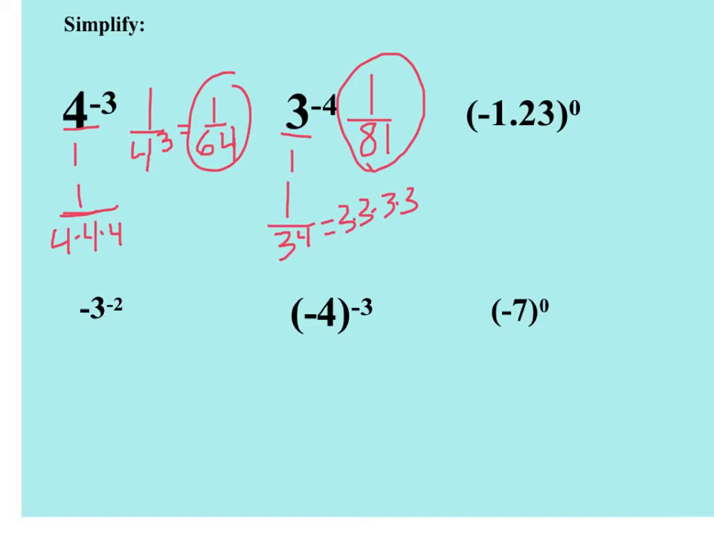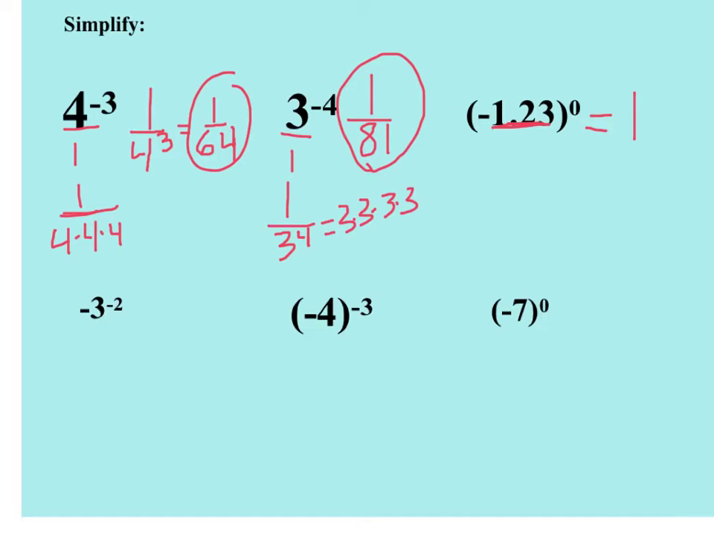Now, this is a review from the last video. Zero power. Anything to the 0 power equals 1. So this entire parentheses, it doesn't matter, is to the 0 power, so it equals 1. Doesn't matter what's inside the parentheses.